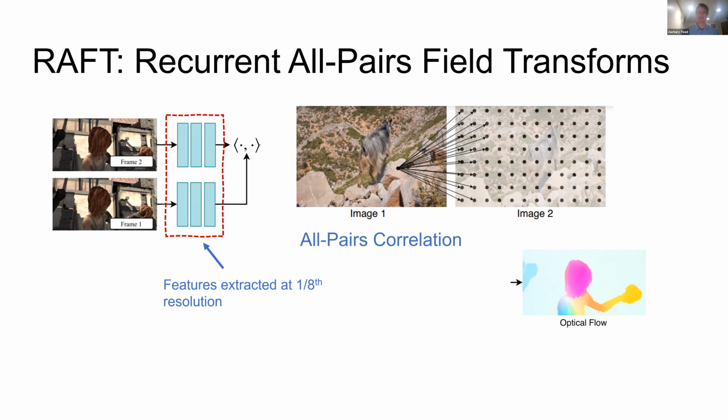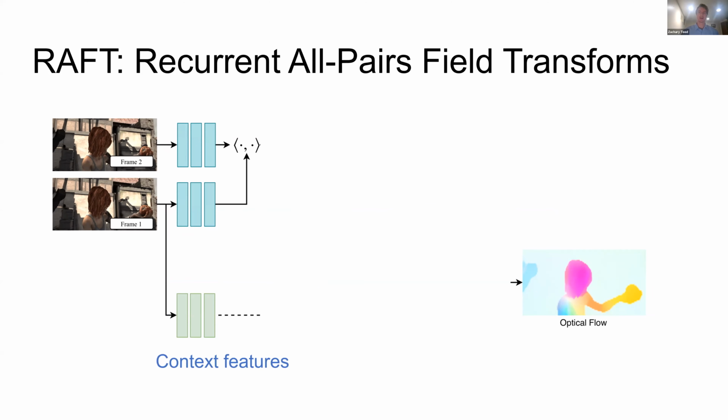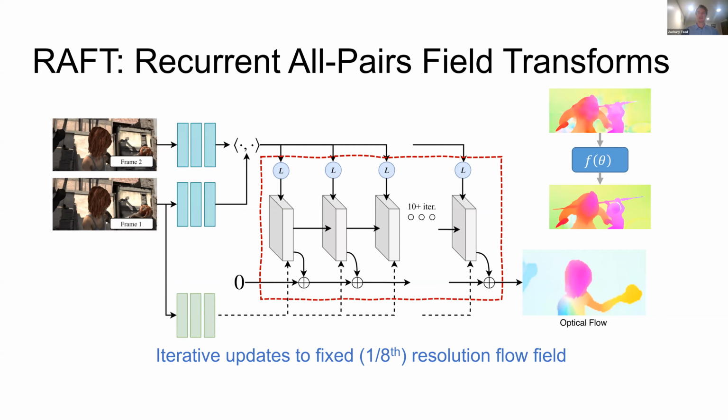We additionally extract context features from the first image, and then we iteratively refine a fixed resolution flow field by performing lookups from this correlation volume and producing optical flow refinements. Each of these update operators takes in the current estimate of optical flow, performs lookups from this correlation volume, and then produces a new estimate of optical flow. These iterative updates are performed at 1/8 resolution. So there's no coarse-to-fine pyramid. This whole network is operating at a fixed resolution.